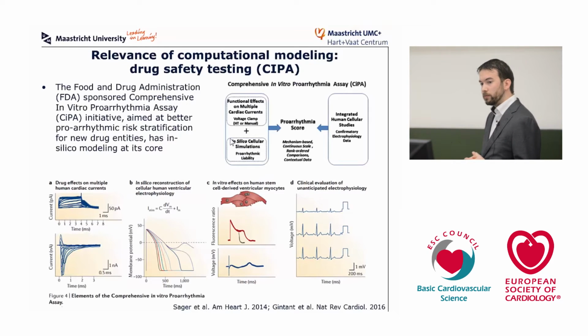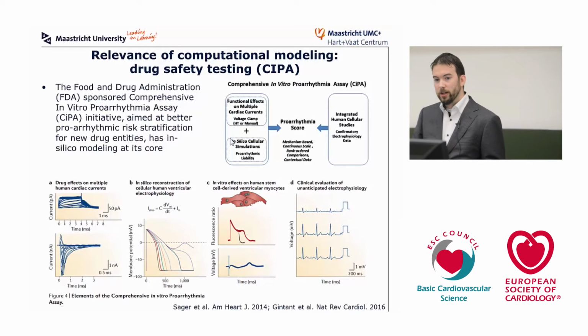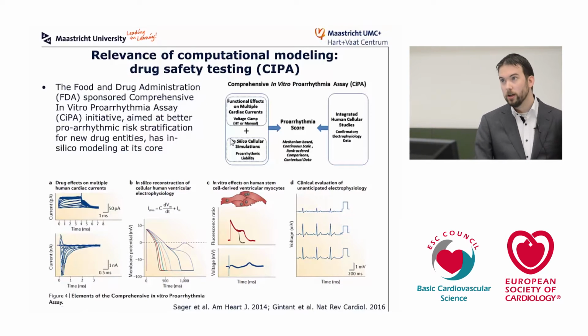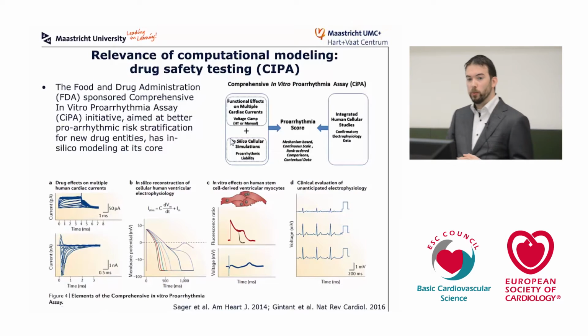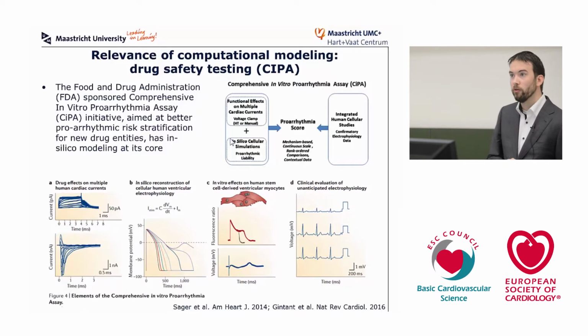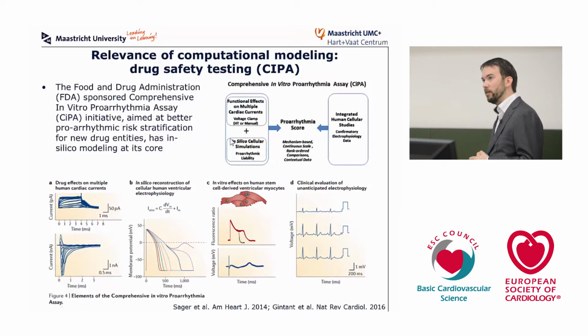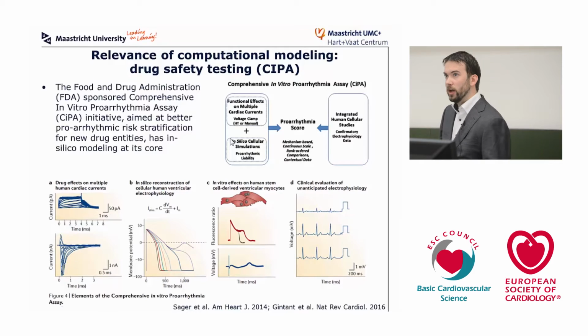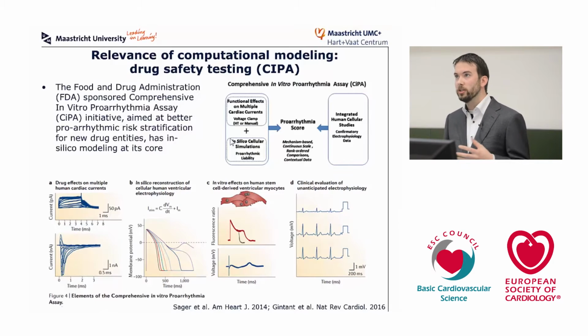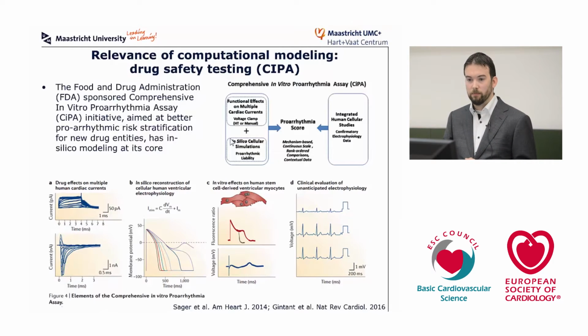The first one is the so-called CIPA initiative, the Comprehensive In Vitro Proarrhythmia Assay. This is an initiative that has been proposed by the Food and Drug Administration, the FDA, as a better way to stratify the risk for new pharmacological compounds that are being developed. Of course, if we develop a new drug, we want to make sure it's safe and that it doesn't have any proarrhythmic side effects. There's various tests that a compound needs to undergo to ensure its safety.